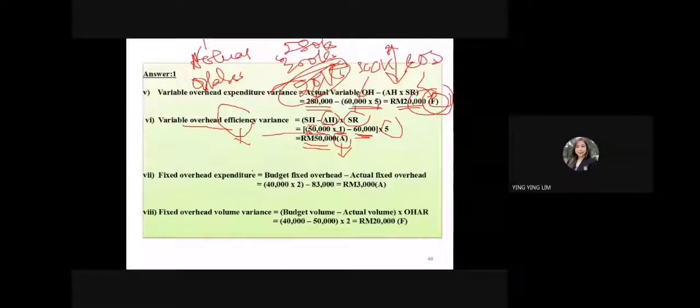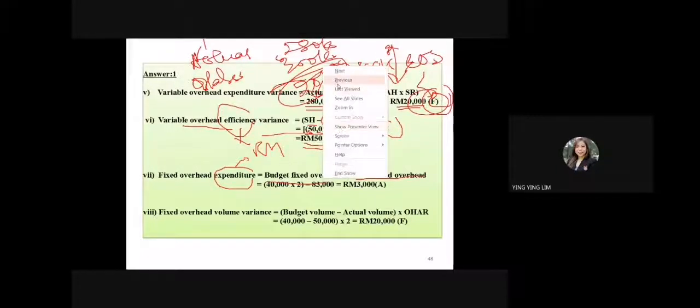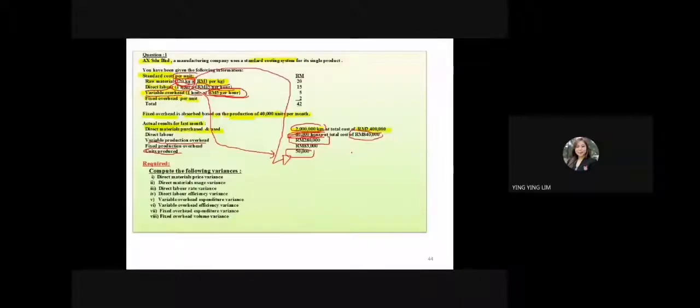Then fixed overhead expenditure. Again, when it comes to expenditure, you are measured in terms of RM. So it's already given. You have to use your actual fixed overhead incurred in RM compared with your budgeted fixed overhead in RM. So you refer back to the question just now. So your fixed production overhead is 83,000 ringgit. So this is the actual one.